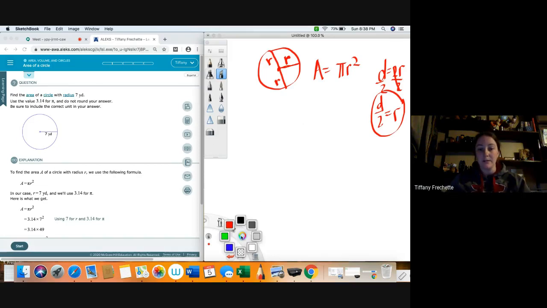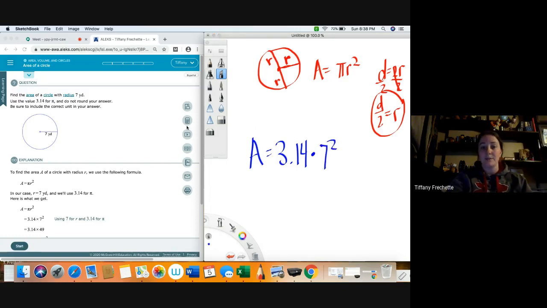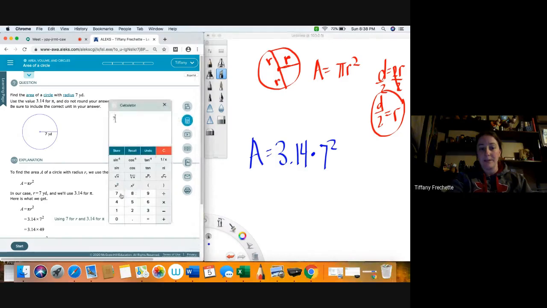So for this one, I'm going to put my work here in blue. They gave us a radius of 7, and instead of using pi, they want us to just round it to 3.14. Pi is a never-ending number, so this is just a rounded version of it that they want us to use. And then we go times r squared, and they told us r, which is radius, was 7. So we have 7 squared. We go over here and click on our handy-dandy calculator, and we go 7. This little button means square, so we click on it, and then times 3.14, and then hit equals. And there you go, we have 153.86.